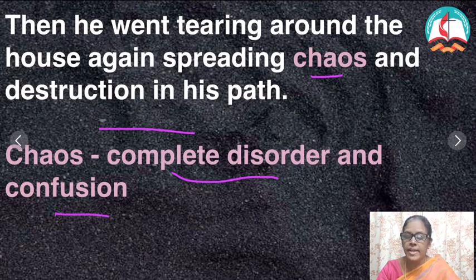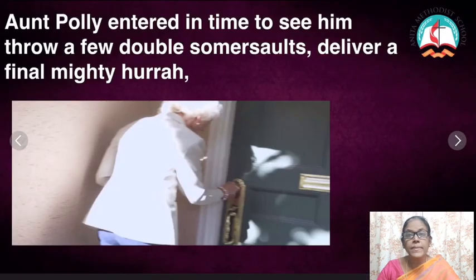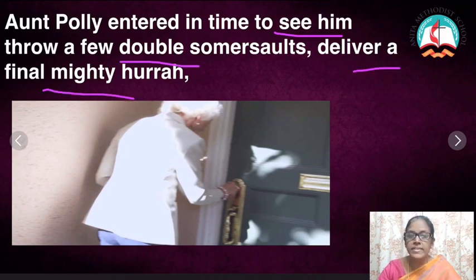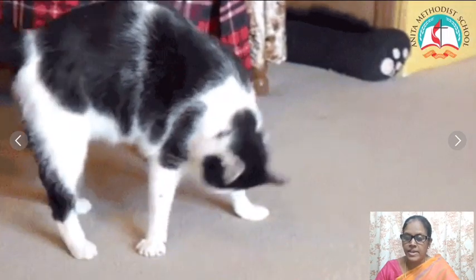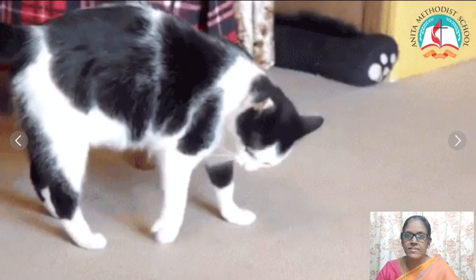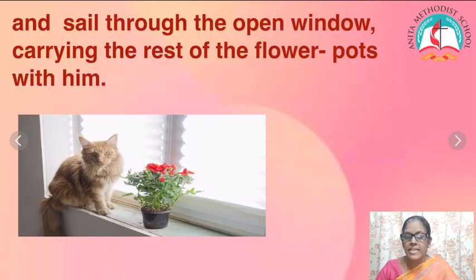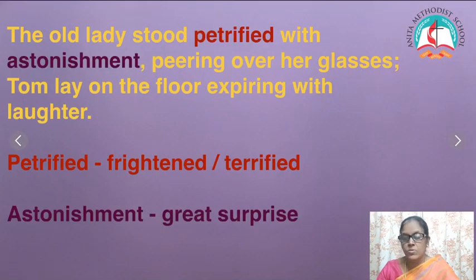Complete disorder and confusion. Aunt Polly entered in time to see him throw a few double somersaults, deliver a final mighty hooray. Now you can see somersaults by the cat. Looks funny, is it? And he sailed through the open window, carrying the rest of the flower pots with him. So it was not in a normal state.